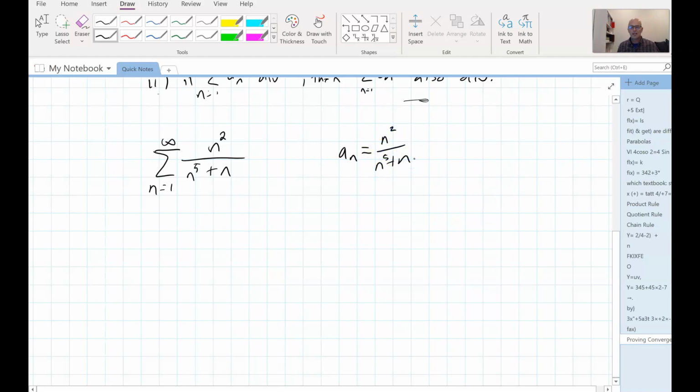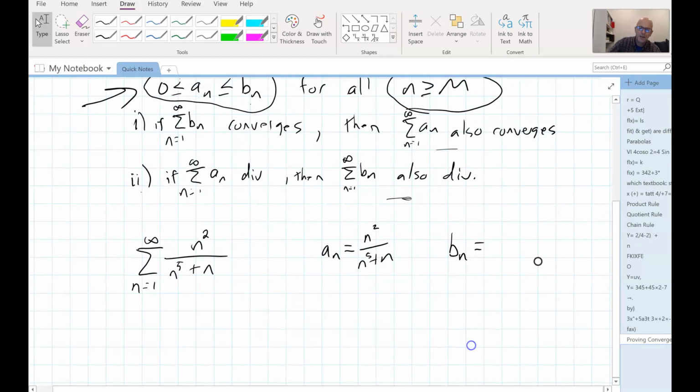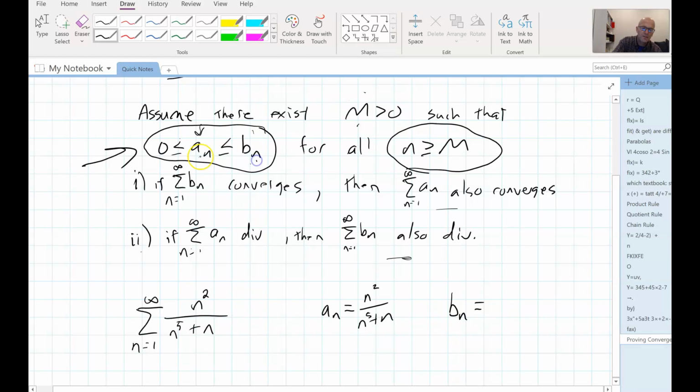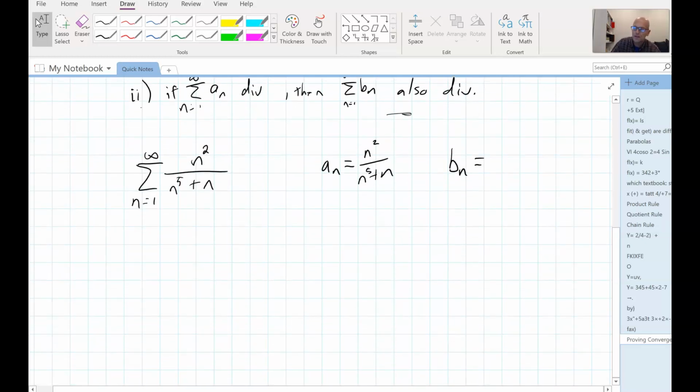So I have to state that in my proof. Then I'm going to state my b sub n, because that's also important. I'm going to pick something that I can prove is bigger than the a sub n, and also something that I know about the series associated with it. So I'm going to say b sub n is equal to n squared over n to the fifth, which we all know is 1 over n to the third, right?